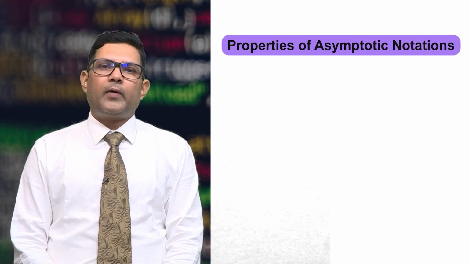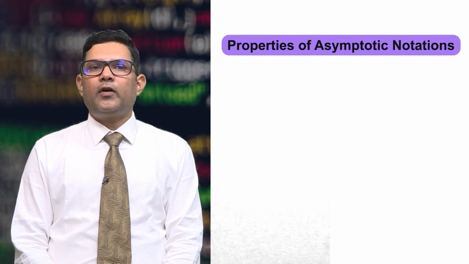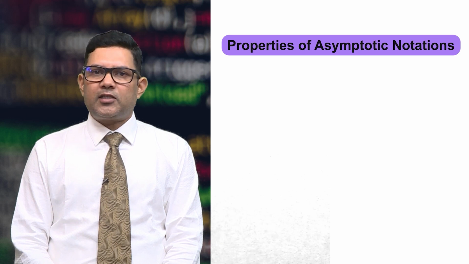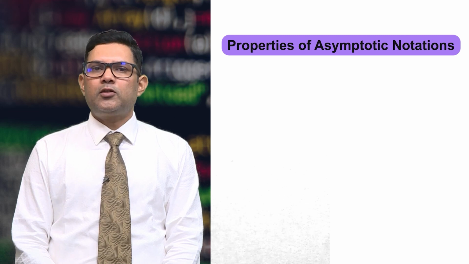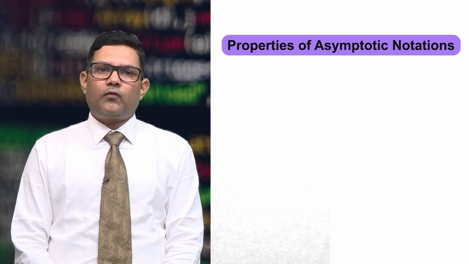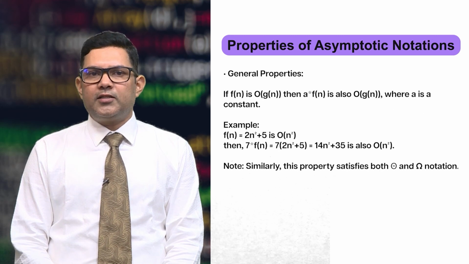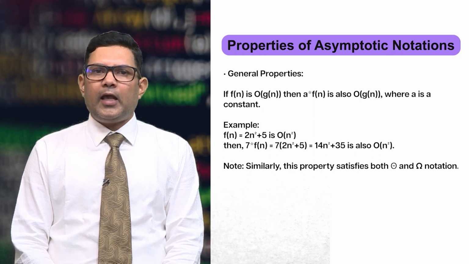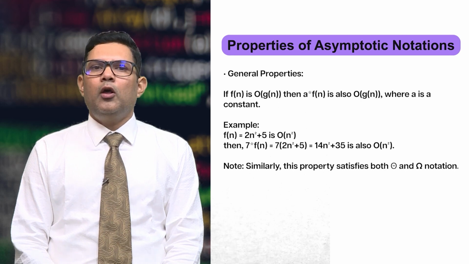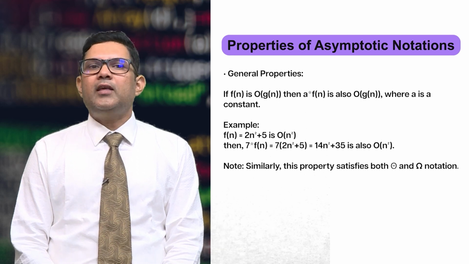Now, properties of asymptotic notations. There are different types of properties present in the asymptotic notation, and we can use these properties to solve different types of problems. The first one is the general property. If f of n is big O of g of n, then a into f of n is also big O of g of n, where a is a constant.